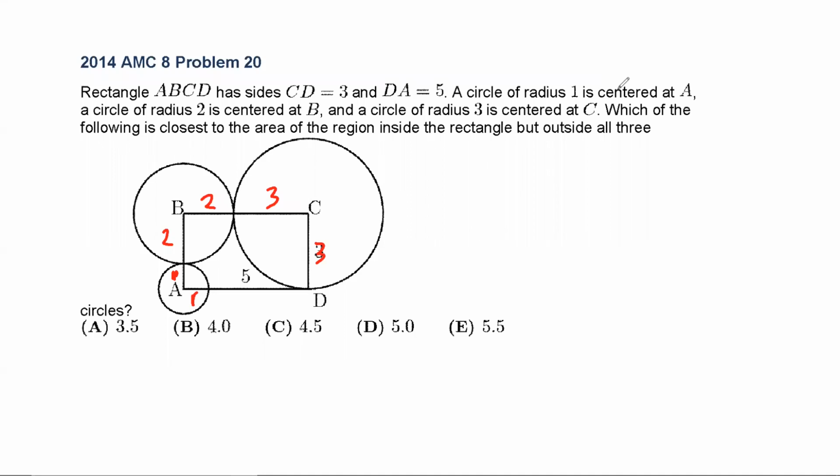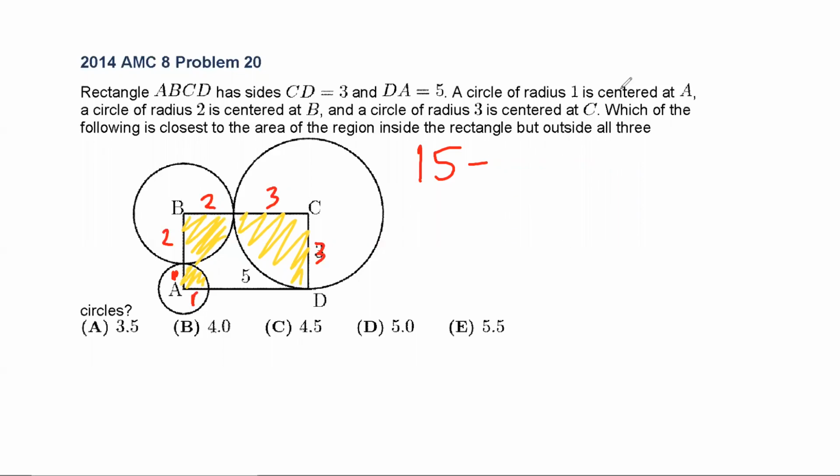Okay, so basically to solve this problem, we'll take the area of the rectangle and subtract the area of the quarter circles, which is this quarter circle, and this quarter circle. So the area of the rectangle is 15, and the area of the circle is pi r squared.